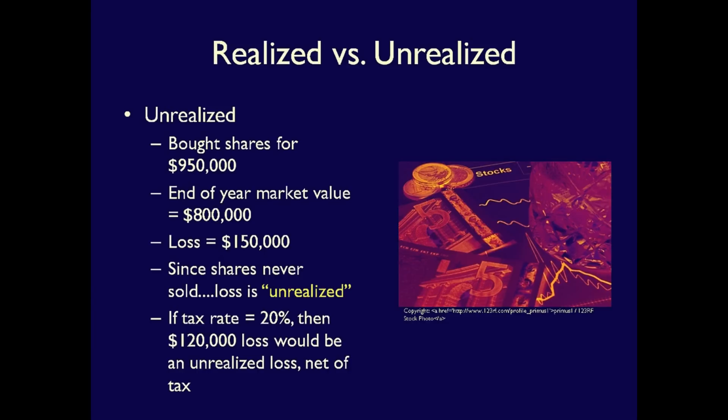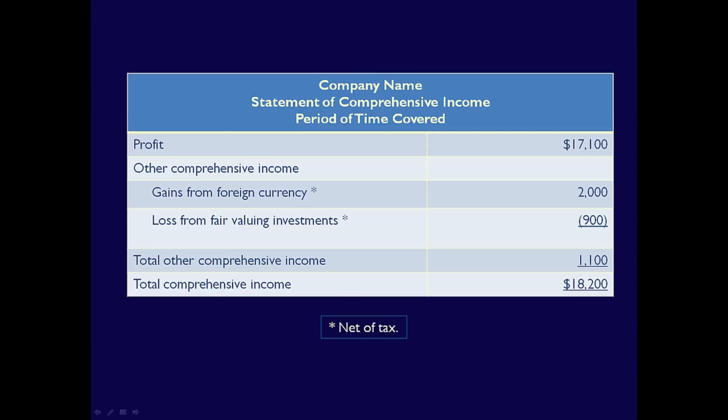Now let's look at the structure of the Statement of Comprehensive Income. Again, the statement starts with a heading, which must always include the company name, the title of the financial statement, and the time period covered. The Statement of Comprehensive Income then lists the profit, or loss if the company's expenses are greater than their revenues, from the income statement first, followed by any other comprehensive income items. Here I've used the example of foreign currency and fair valuing investments.